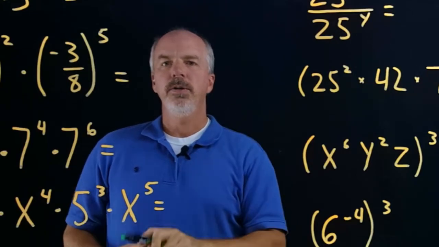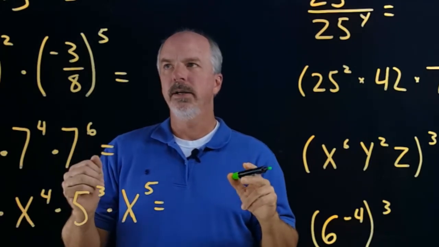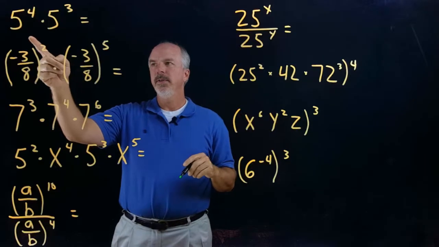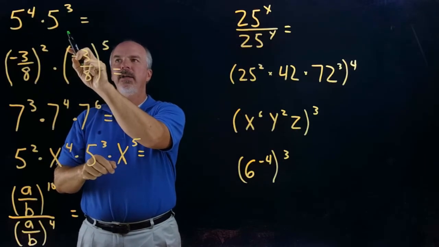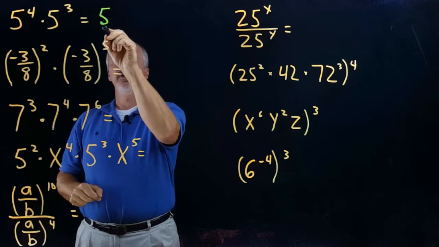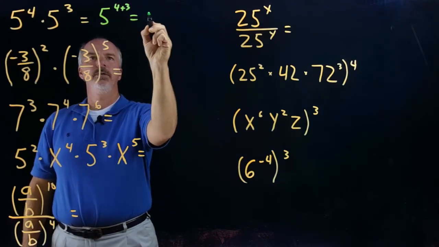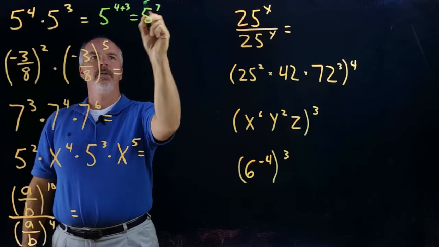Hello! Okay, part 2 of exponents. I just wanted to do a few more problems that you might encounter. A review: if we have the same base of 5, we're multiplying, so we're going to add the exponents. So it's 5 to the 4 plus 3, which equals 5 to the 7th.